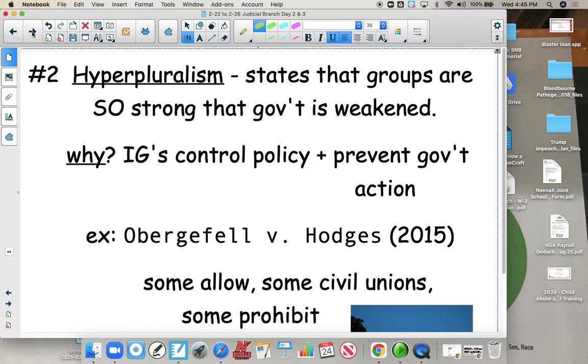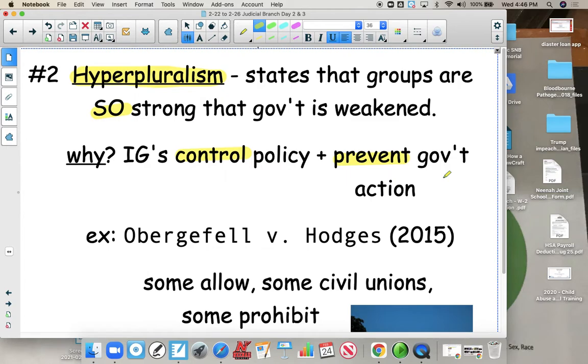On to point two. Point number two is something we'll call hyperpluralism. Hyper means like a lot, right? It states that groups are so very strong that government is weakened. So the hyper part of it would be that there are so many groups and they're so powerful that government is actually weaker than it could be without them. Why might this be? This is because interest groups control policy and they prevent, that means they stop, government action. We can see this in a very good example.